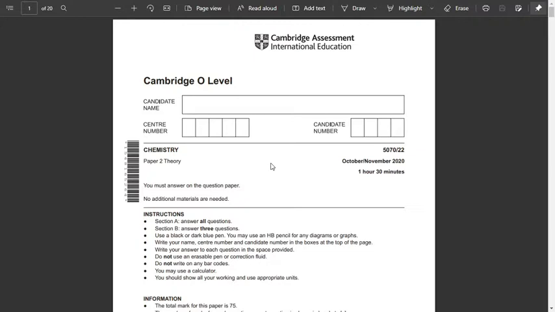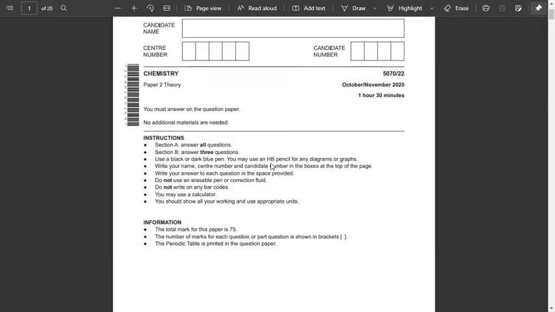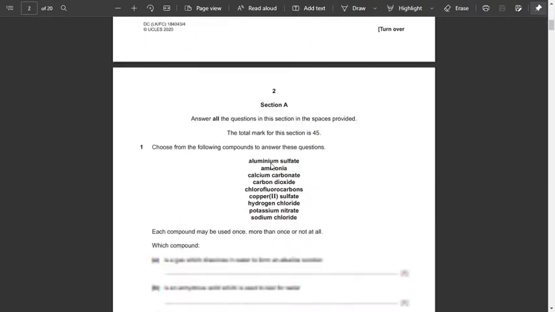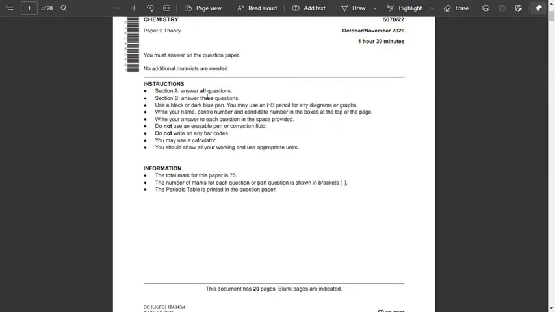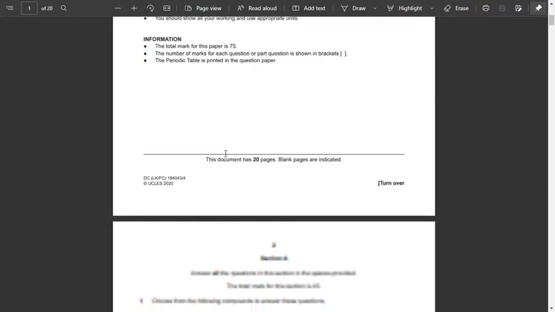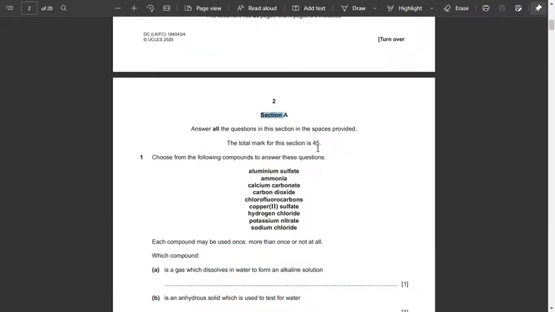This is basically the second variant, and this is the winter paper. So without any further ado, let's get started. We're gonna get started from section A. We have two sections in this paper, A and B. As we can see over here, the total section contains 45 marks, and we're supposed to answer all the questions in this section.